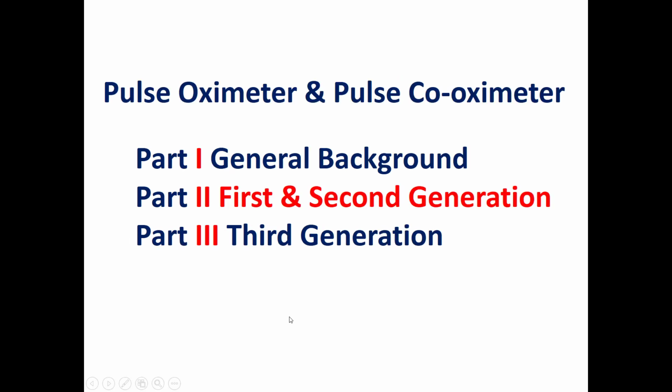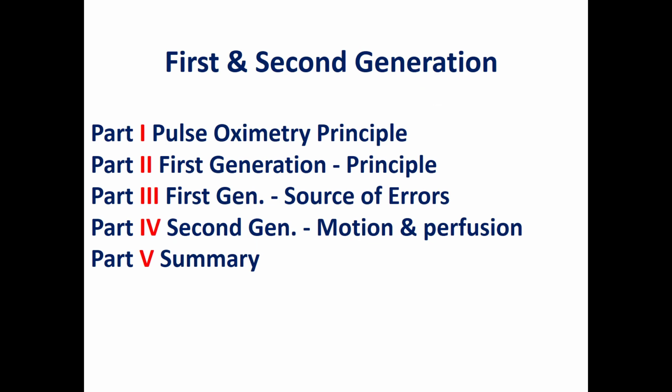So now we will start to talk about the second part of this lecture, which is the first and second generation. In this part, we will talk about the pulse oximetry principle in general. Then we move to talk about the first generation principle. We have two methods in the first generation.